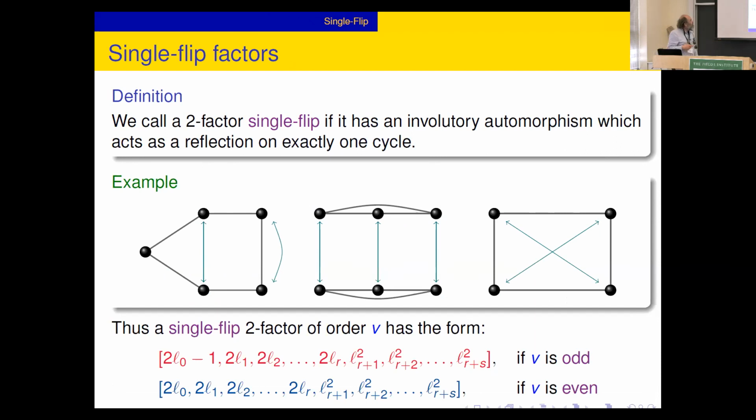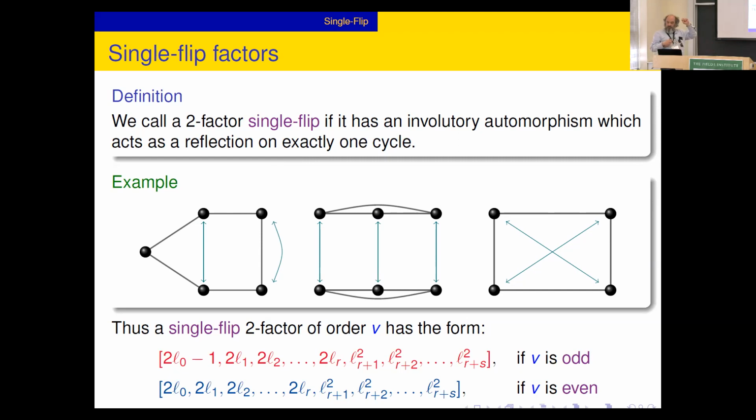Here is a single flip. So the idea is that we're going to take an involutory automorphism which reflects exactly one cycle. So in this example here, that's the cycle that's being reflected. And if you think about it, there's sort of two possibilities other than that one. You could have pairs of cycles, where this cycle gets mapped to some other cycle of the same size, obviously. Or you could have an even cycle where the edges kind of get mixed up somehow, but you still end up with an even cycle.